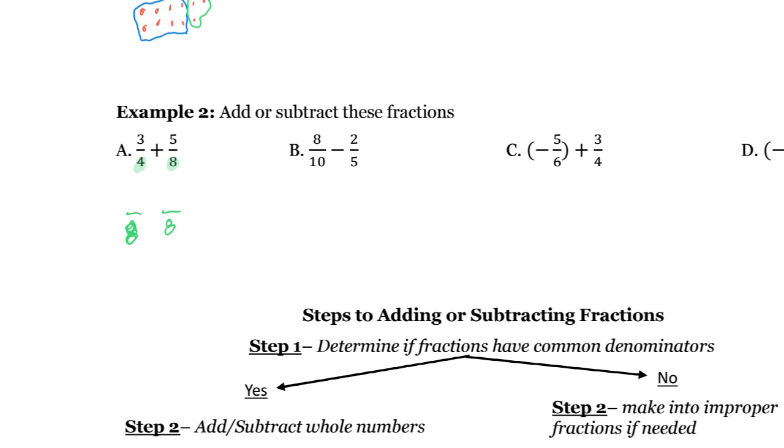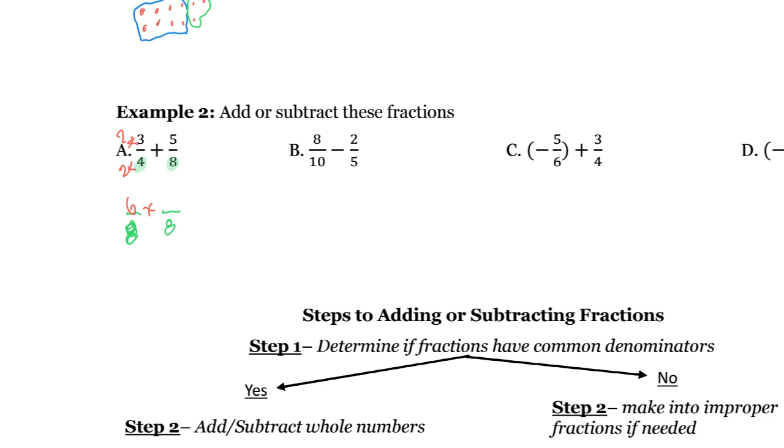So this was a 4. How do we go from 4 to 8? 4 times what gives me 8? 4 times 2 gives me 8. And what do I do to the bottom? I have to do to the top. So now what's 3 times 2? 6. We bring our plus sign down.